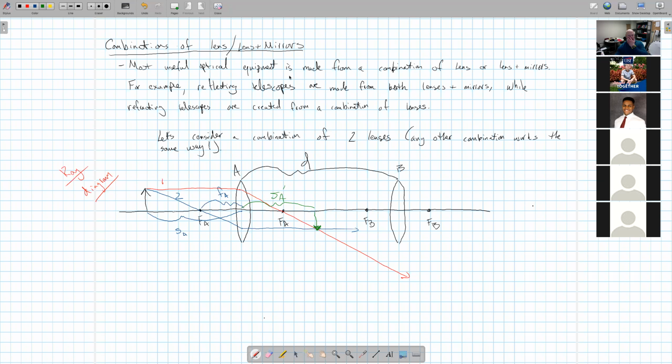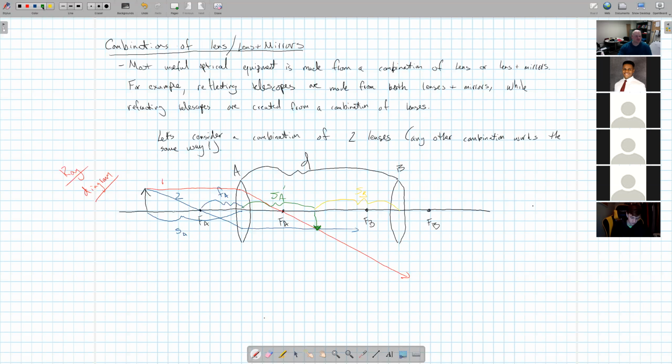Now, these 2 lenses are separated by a distance of D. Since I've already drawn the ray diagram for lens A, this image from lens A now becomes the object for lens B. So this distance here is now going to be my object distance for lens B. So this is going to be SB.